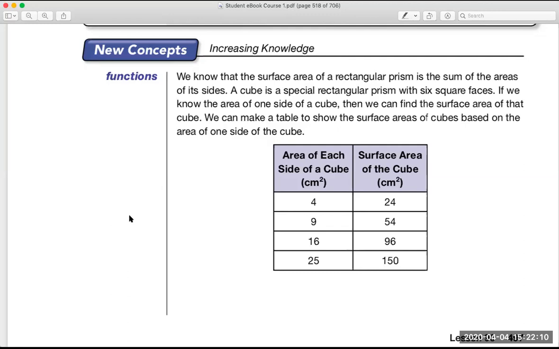We can make a table to show the surface area of cubes based on the area of one side of the cube. So here, if you have the area of one side of a cube being 4 centimeters squared, that means the surface area of the entire cube would be 24 square centimeters. Why? Because there's 6 sides. What's 6 times 4? 24.